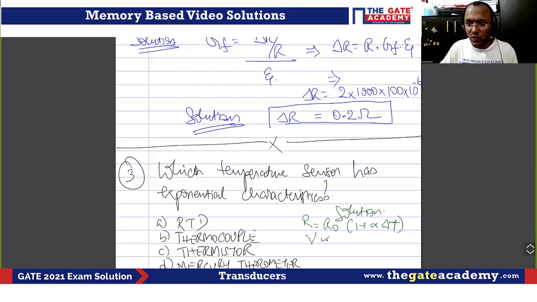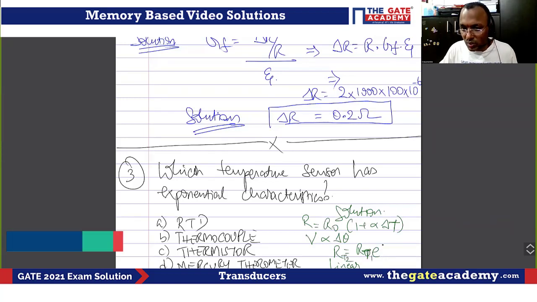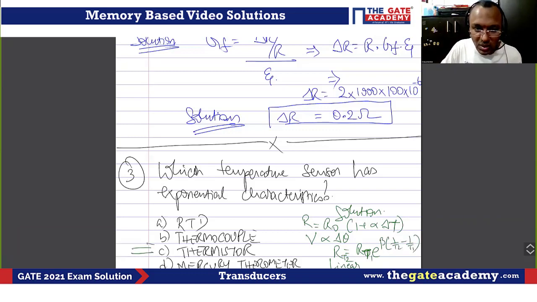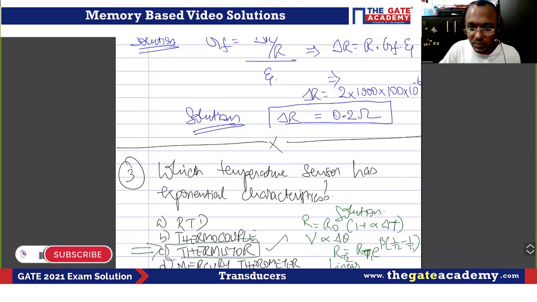Thermocouple, we know V is directly proportional to delta theta. Mercury thermometer also has linear characteristics. The only one who has non-linear characteristics here, R is going to be R naught e power, or RT2 is equal to RT1 into e power beta into 1 by T2 minus 1 by T1. So clearly thermistor is the one who has the non-linear characteristics. So thermistor is the correct answer. This is the correct answer.